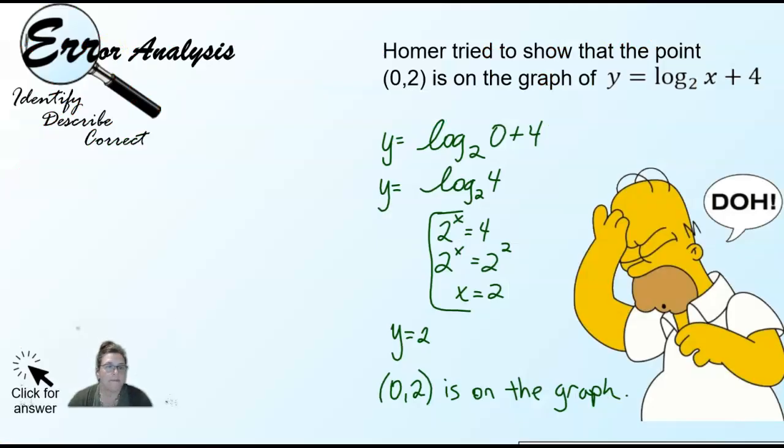Okay, so go ahead and take a look at this error analysis problem where Homer tried to show that the point 0, 2 is on the graph of y equals log base 2 of x plus 4. And here's his work. And he determined that 0, 2 is on the graph. So go ahead and pause the video and see if you can reason out what Homer did wrong here, that 0, 2 actually is not a point on the graph.